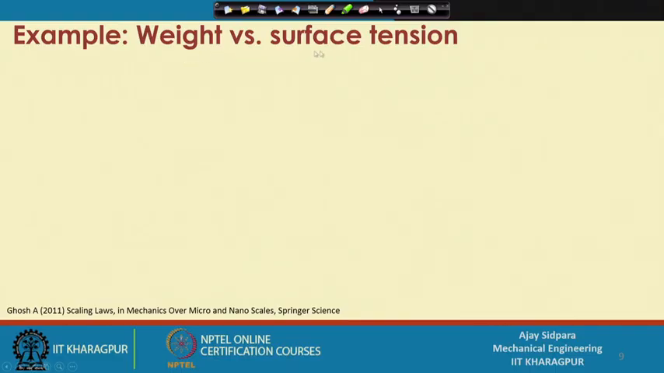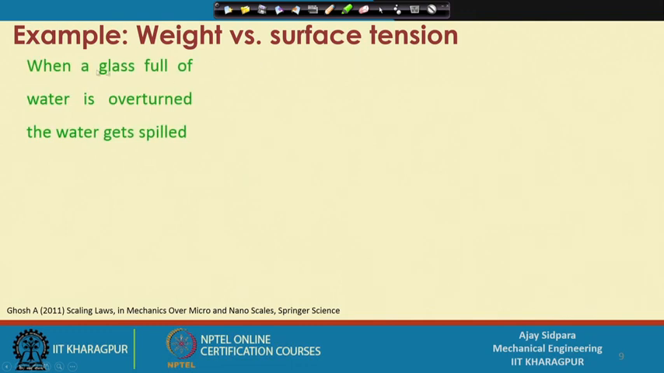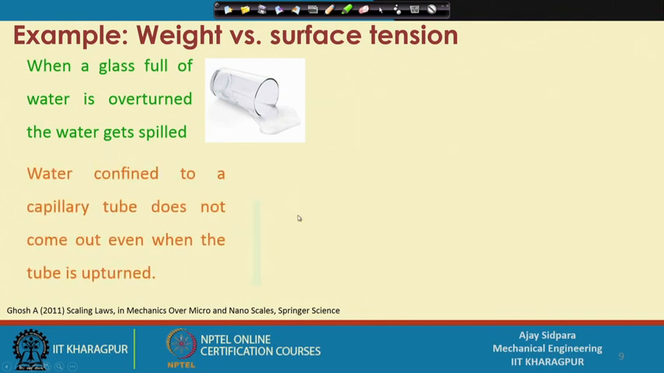So, this is one of the examples by which it plays an important role. Now, another example is weight versus surface tension. Consider when you fill a glass with water and overturn the glass, everything will spill away, because nothing will stick there in that case. But if you see the same thing at a micro scale, if you put water into a capillary tube, it is very tricky, even if you turn it upside down, the water will not spill out very easily, because of the size scale.